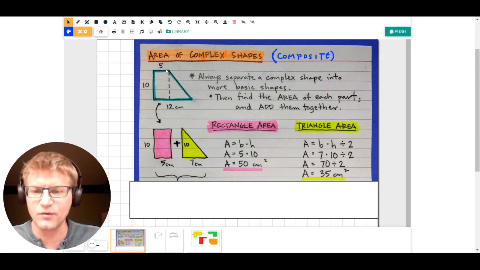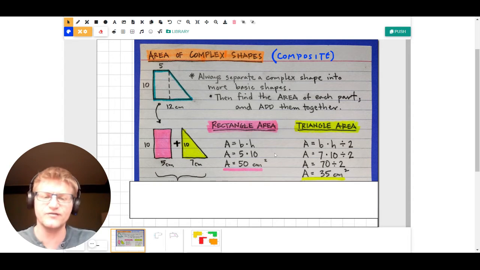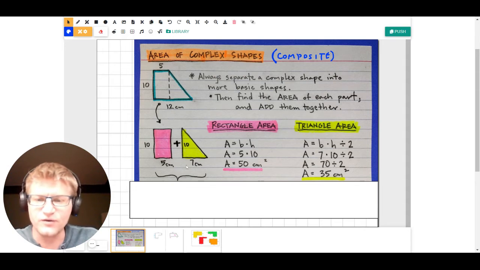So these two shapes are what makes up this one. Pretty obvious, right? Not too difficult. So then what I did is I wrote the two formulas. Oh, and by the way, this 7, where did that come from?